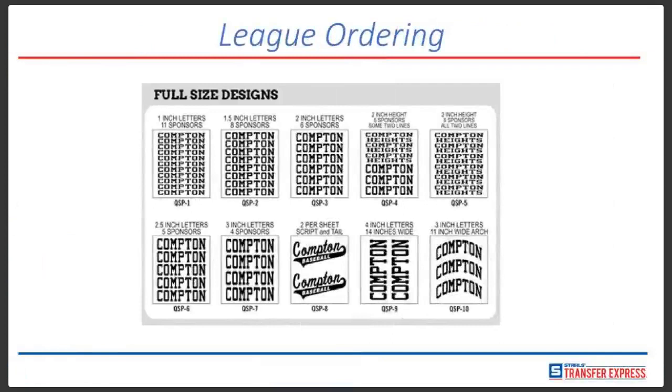So here's an example of the full-size designs that we have. We've got the 1-inch letters where you can fit 11 sponsors, 1.5-inch letters for 8 sponsors, 2-inch for 6 sponsors, and then etc. We've got all kinds of different options for you to choose from. The script, as you see there towards the middle of the screen, it says Compton with a little script there. We were able to fit 2 per sheet. And again, these are just the templates that you can just type in the letter underneath.